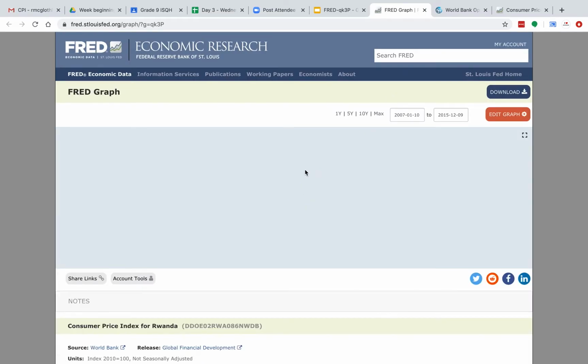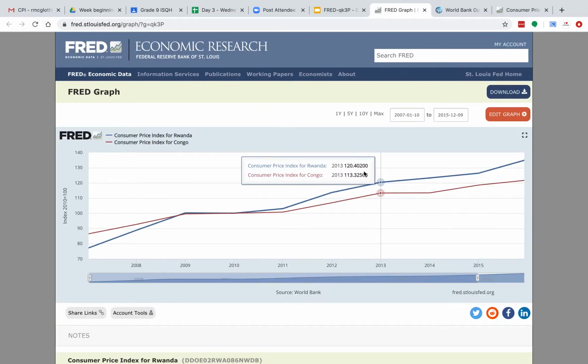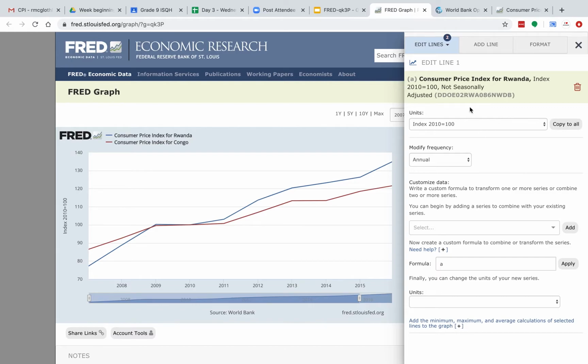If we go over here, and I'll put that link into the video description, and click on Edit Graph, what we see is that it says index 2010 equals 100. And on the graph itself, if you come back to 2010, we can see the two countries in question, Rwanda and Congo, both say 100.